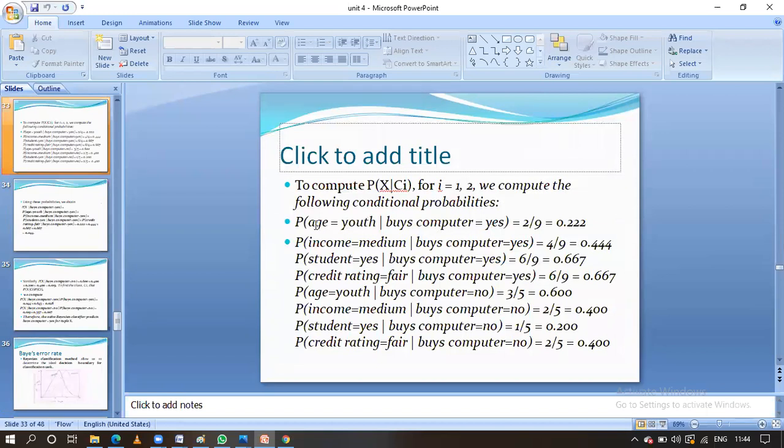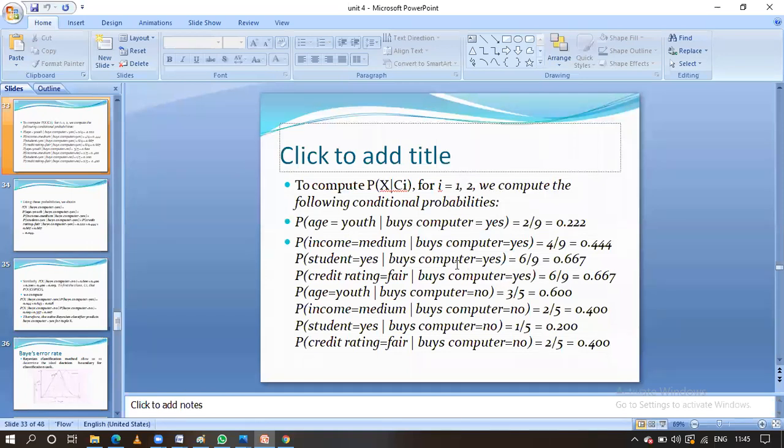We pronounce this as the probability of age equal to youth given buying a computer equal to yes. In the given thing, we have to find out how many have age equal to youth. In the denominator, for buying a computer equal to yes, all of them are 9. Why? Because in the given training data, buying a computer equal to yes occurs 9 times. That is why the denominator is 9.